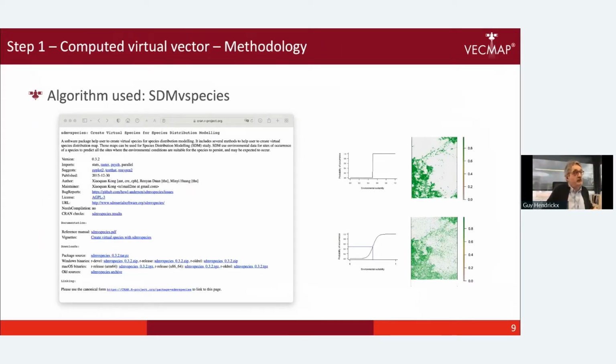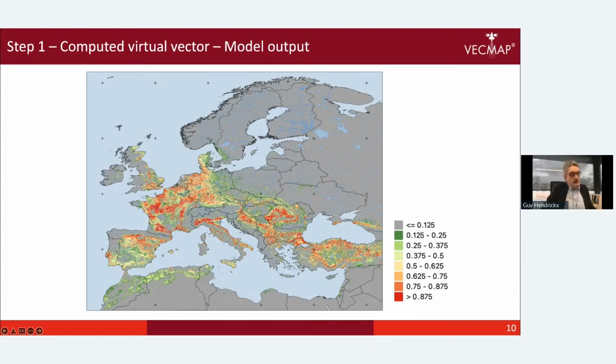So to create that virtual vector, we used an existing algorithm. It's in R. We can share with you the details if you want to. It is called SDM V species, and it's a very efficient algorithm. You select a series of climatic variables, and you can then compute it. We were not using hard classifiers, but rather functions to allow for a more realistic output, and that's the output. So this is our virtual model.